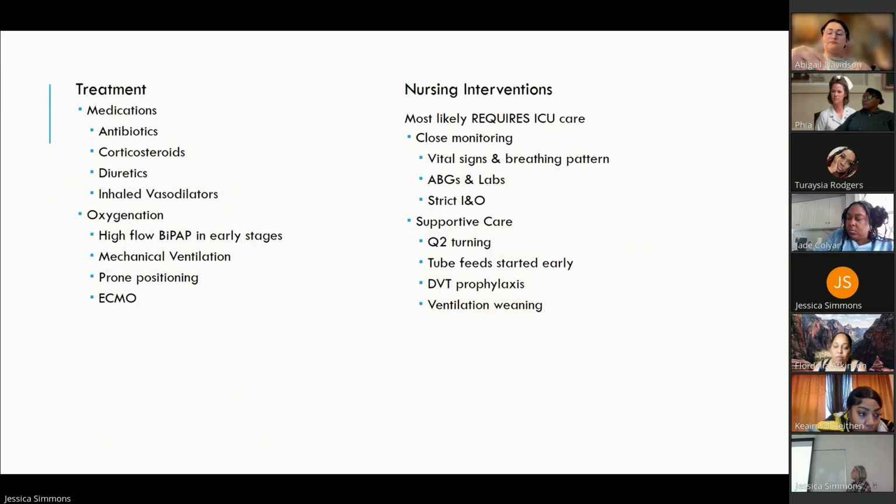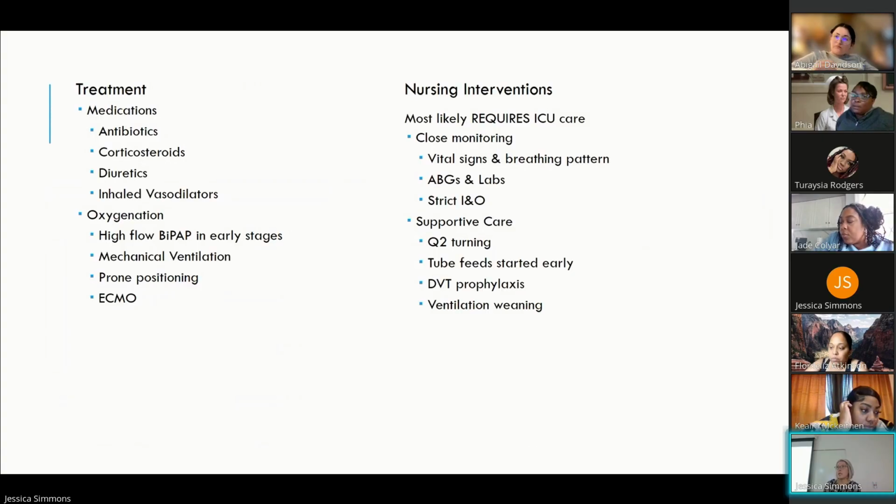Your treatment includes antibiotics, corticosteroids, diuretics, inhaled vasodilators, oxygenation, high flow BiPAP in the early stages. When a patient hits ARDS, mechanical ventilation is pretty much a given. It's going to happen. Prone positioning. Why did we put our patients in COVID or ARDS in a prone position? What did that do for them?